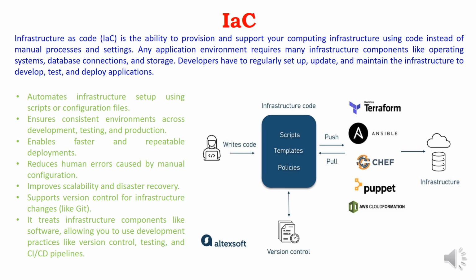IaC automates infrastructure setup using scripts or configuration files. IaC ensures consistent environments across development, testing, and production. IaC enables faster and repeatable deployments. IaC reduces human errors caused by manual configuration. IaC improves scalability and disaster recovery. IaC supports version control for infrastructure changes.